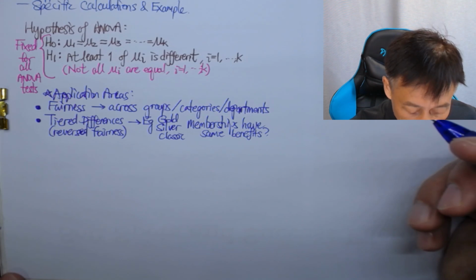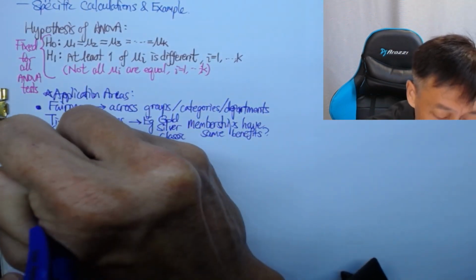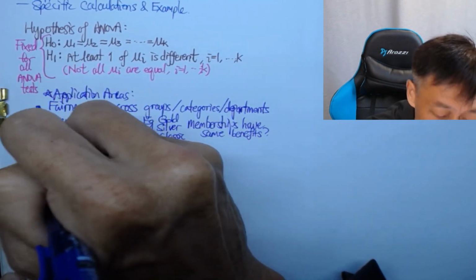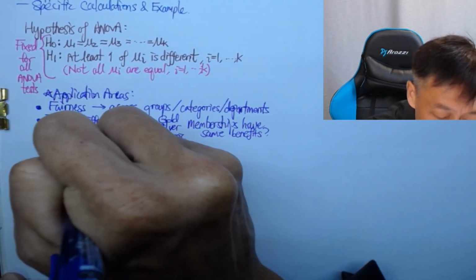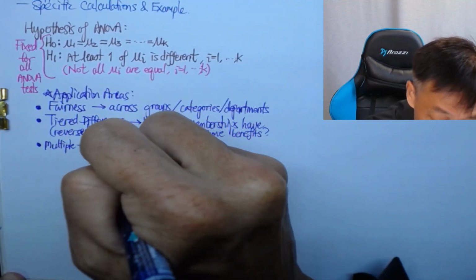Then we have what is called multiple party equality, right? So because of clearly the hypothesis allows for multiple party equality comparisons.